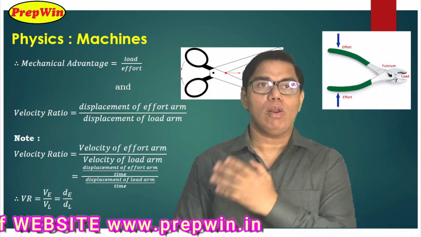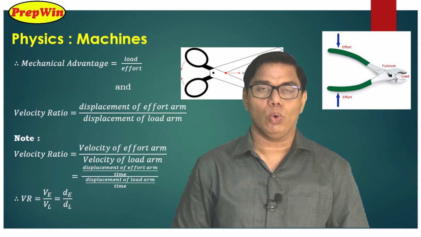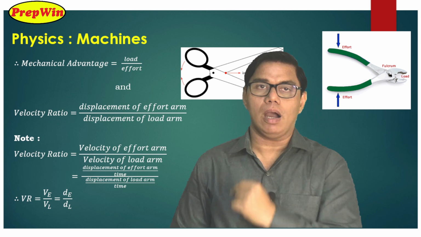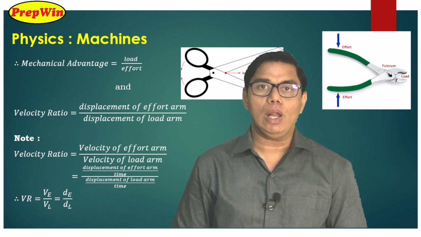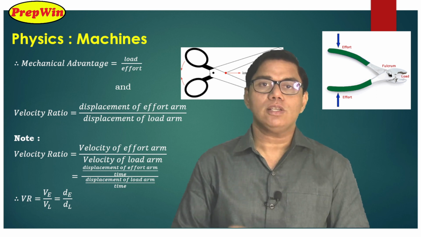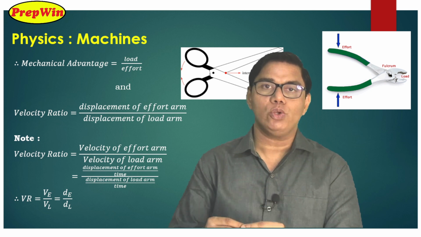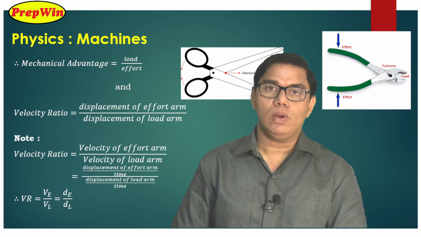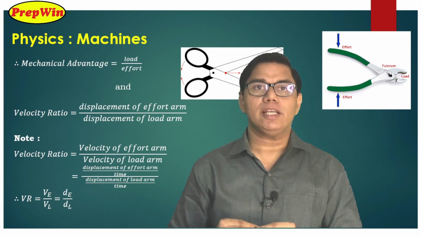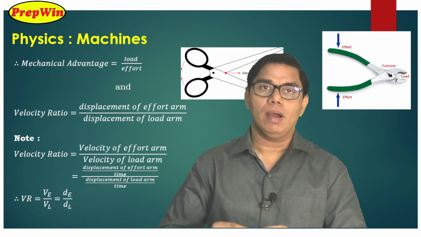So let us say velocity ratio is equal to velocity of effort arm upon velocity of load arm. We all know the formula of velocity which we have studied in 9th standard. That is, velocity is equal to displacement upon time. So we have replaced velocity in the numerator as well as the denominator with the formula displacement upon time. So velocity ratio is now displacement of effort arm upon time upon displacement of load arm upon time.